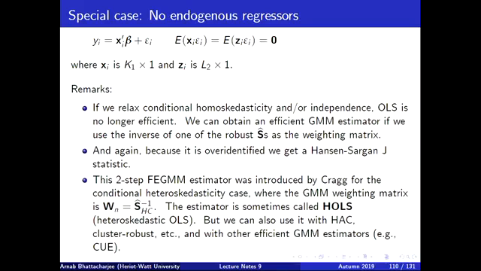Okay, so the two-step feasible efficient GMM here in this condition was developed by Cragg in the conditional heteroscedasticity case, and here the appropriate W_N is this guy here, right? So it is heteroscedasticity consistent. Okay, it is sometimes called heteroscedastic OLS. All right, but instead of this, one can use HAC as well, right? And that is easy to do, or cluster robust, etc., or any other efficient GMM estimator, right?